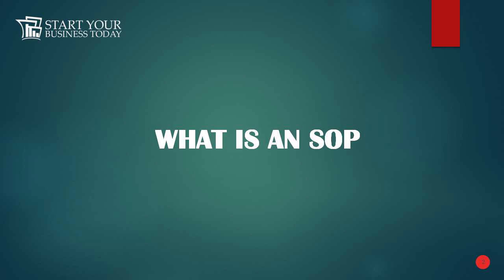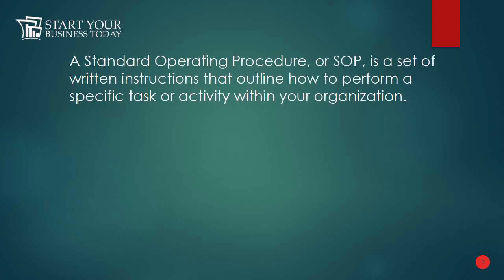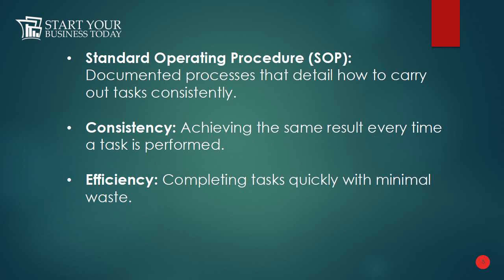First, let's define what an SOP is. A standard operating procedure, or SOP, is a set of written instructions that outline how to perform a specific task or activity within your organization. Keywords: defined, standard operating procedure, SOP. Documented processes that detail how to carry out tasks consistently. Consistency: achieving the same result every time a task is performed. Efficiency: completing tasks quickly with minimal waste. SOPs can help reduce errors, ensure compliance, and save time, which ultimately enhances your business efficiency.